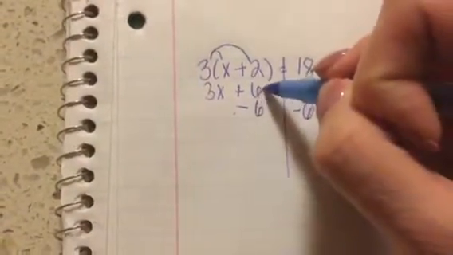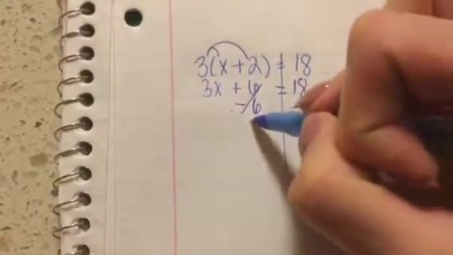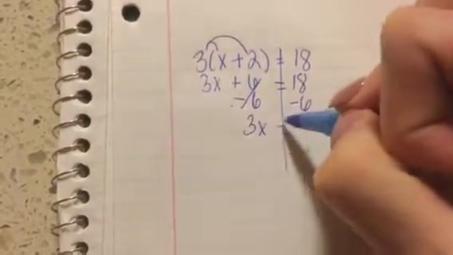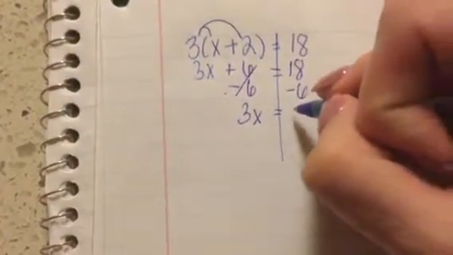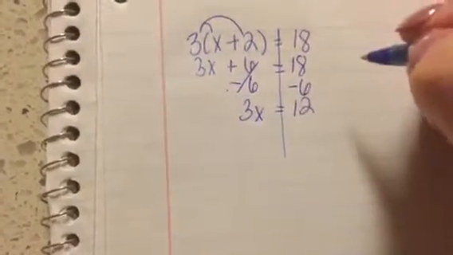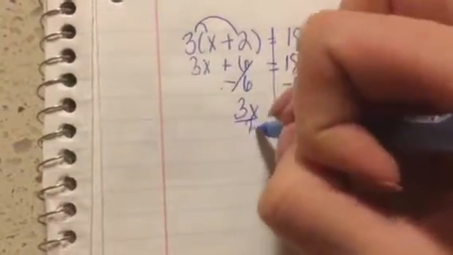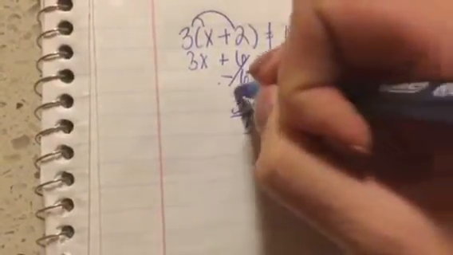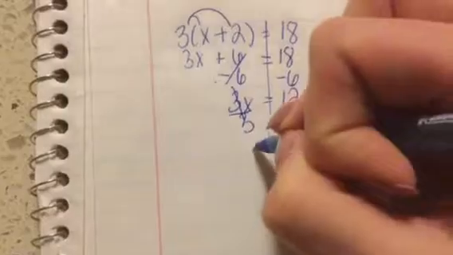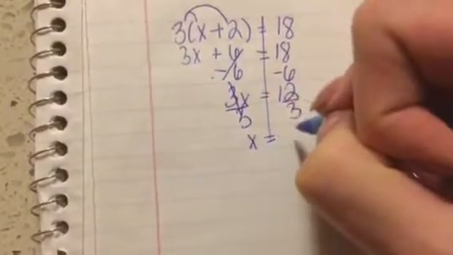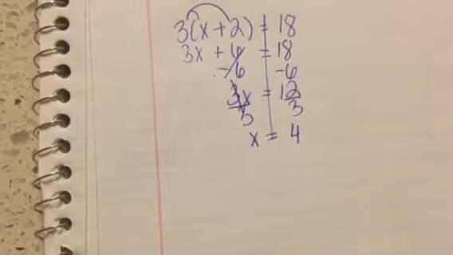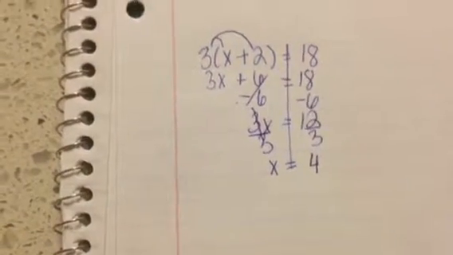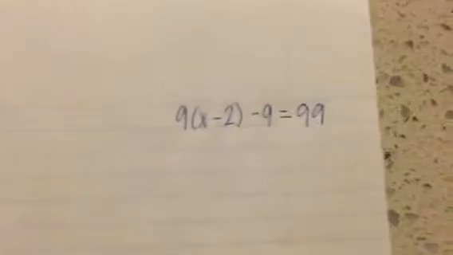What's going to happen to my 6's is they're going to cancel out, and I'm left with 3x equals. Now 18 take away 6, which gives me 12. My final step is to divide by 3 to both sides. My 3's are going to cancel, and I'm left with x equals 12 divided by 3, which is 4. Now going to look at a new problem that adds just one more step to it.